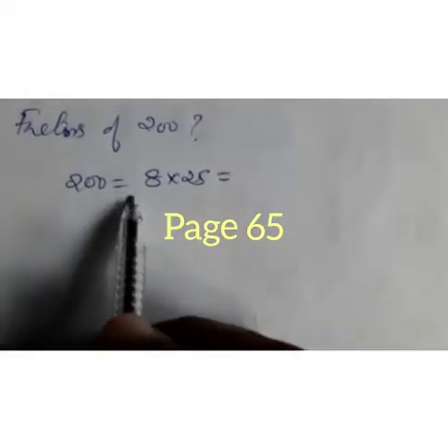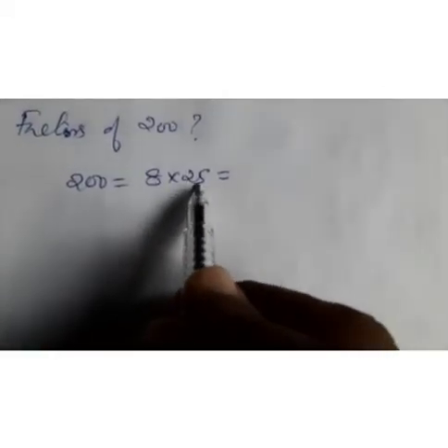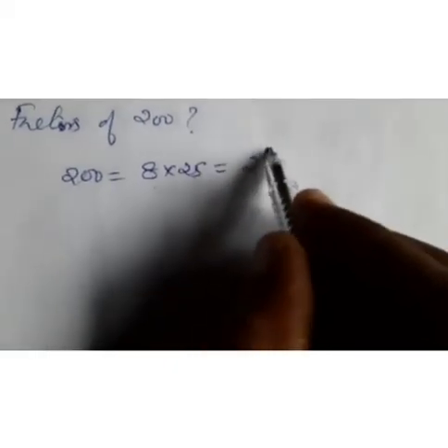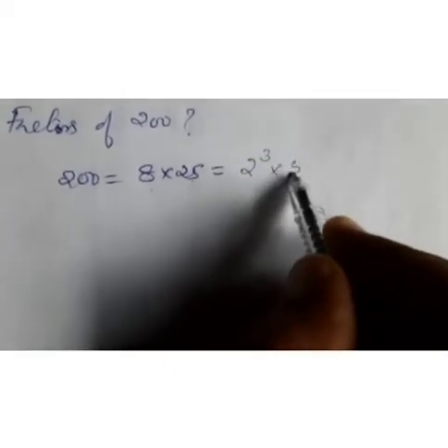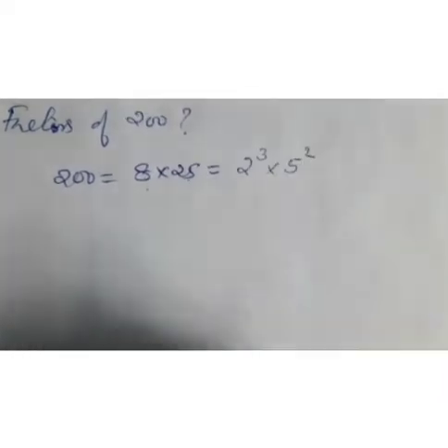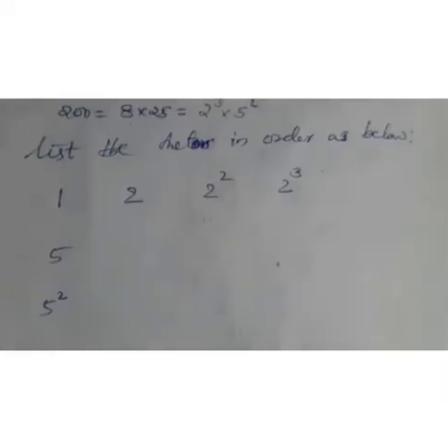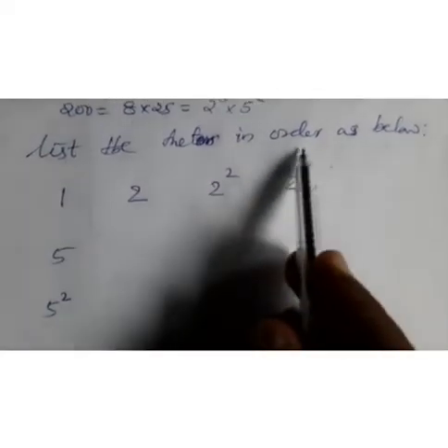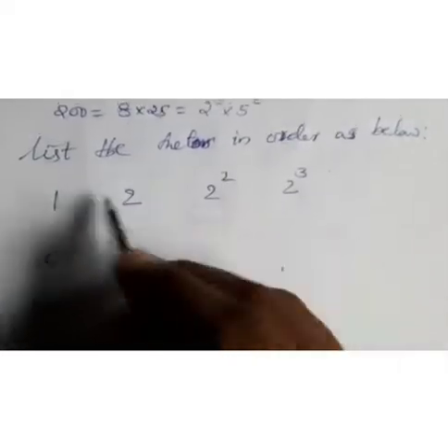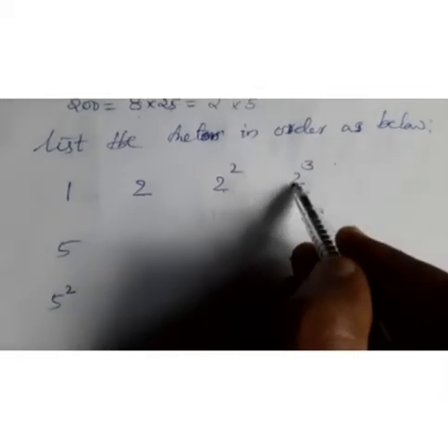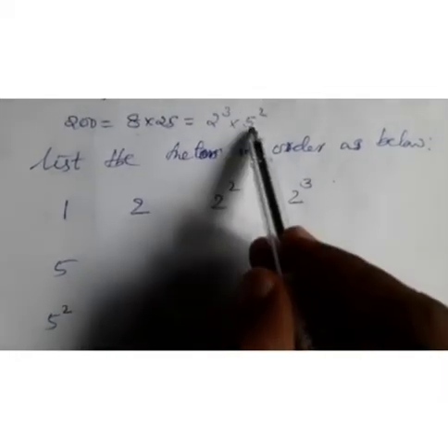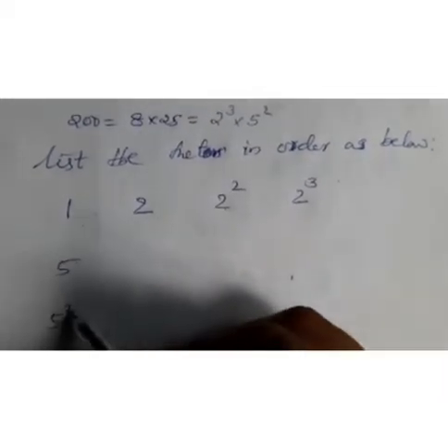Factors of 200. 200 we can write as 8 into 25. 8 we can write as 2 raised to 3. 25 we can write as 5 raised to 2. So we can list out the factors in this order. 1, 2, 2 raised to 2, 2 raised to 3. Then 1, 5, 5 square.